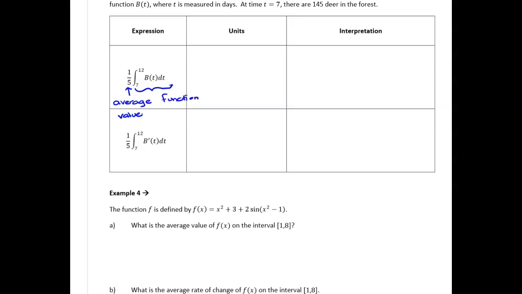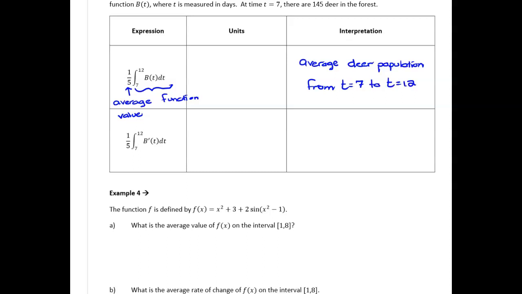One thing that you do want to double check is just to make sure that your widths match up. We are integrating from 7 to 12. That is a width of 5, so we have 1/5 out in front. So what is this interpretation? This is the average deer population from t equals 7 to t equals 12.